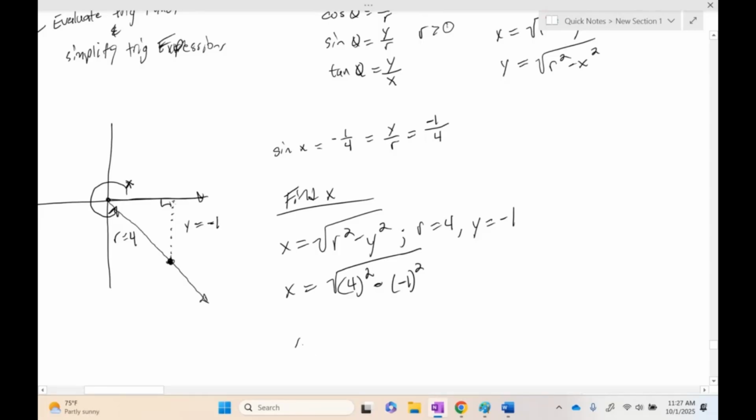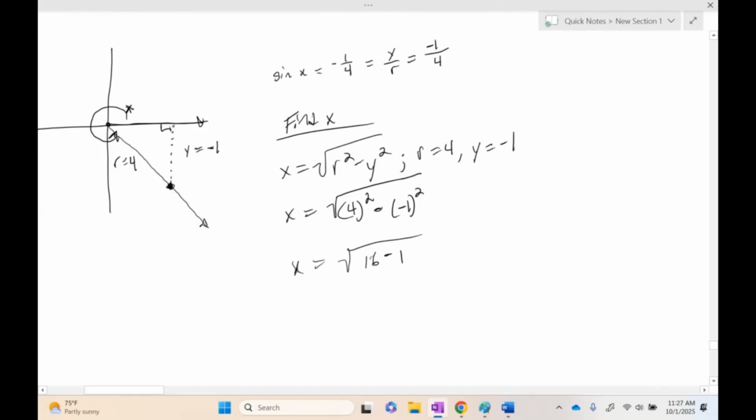So x is going to equal, 4 squared is 16. I'm going to bring down that minus because that's a part of my Pythagorean theorem. And if you square a -1, it brings back a +1. So then I have x is equal to the square root of 15. Since we can't simplify the square root of 15, we're going to leave it as the square root of 15.